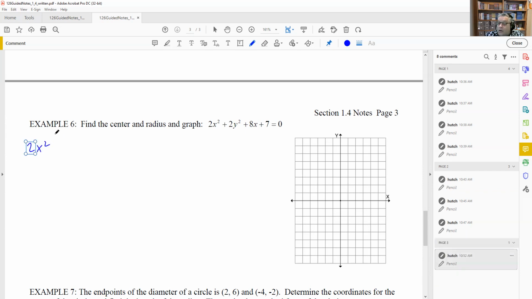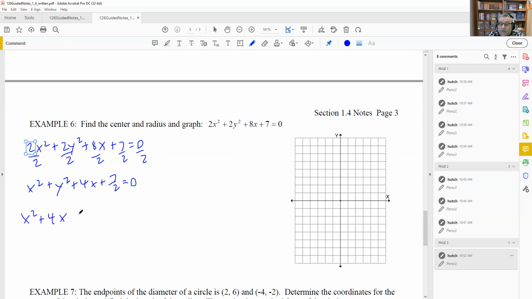So let me write out the equation first here. And my first step I'm going to do is divide everything by 2 so that I can get x squared and y squared by itself. So that's the first thing you must do all the time. Okay, so we got that as the first step. The next thing I want to do is rearrange and put that together. So I'm going to do x squared plus 4x. I'm going to leave a space for the complete the square step.